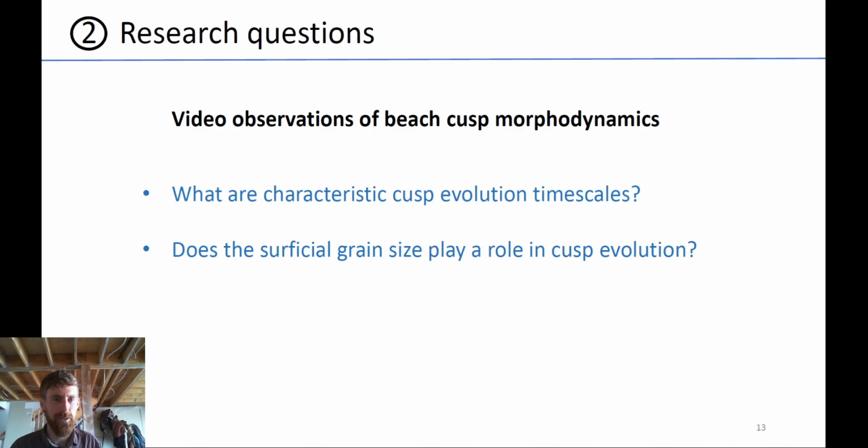Particular questions associated with this chapter: what are characteristic cusp evolution timescales? We really emphasized this idea of timescale and tried to think hard about what affects it, particularly at this beach. And does the superficial grain size play a role in the evolution of the cusps? I'm not really going to get into this second point in this talk, but there is some evidence from the data that it does.